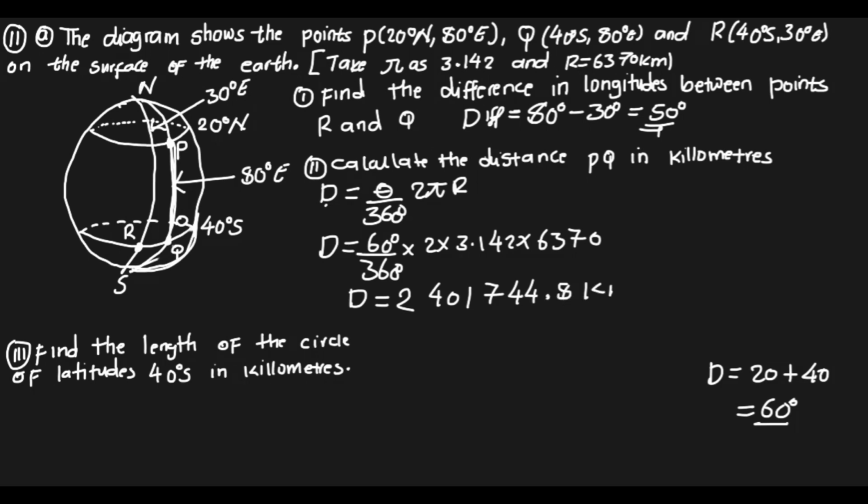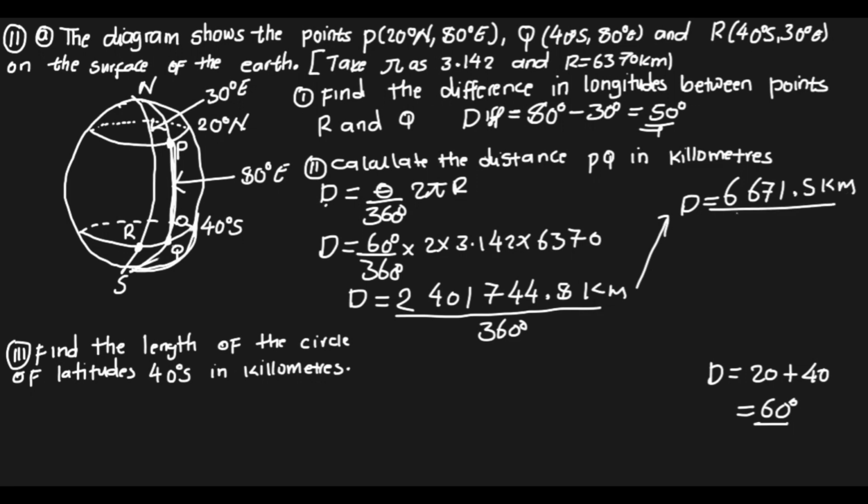2,401,744.8 kilometers, then divided by 360. So what I just did here, I just multiplied the numerator part. Now we can divide by 360. So the final answer is 6,671.5 kilometers. So this is our final answer. Now let's move on to Roman number 3.